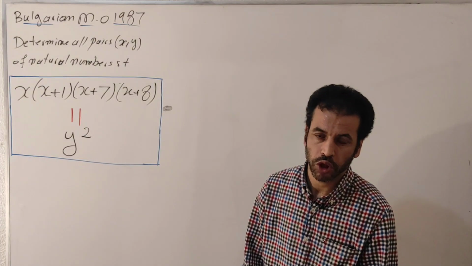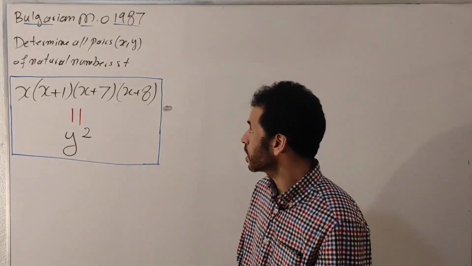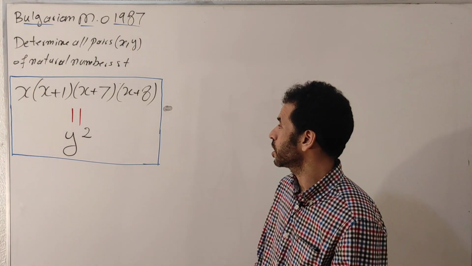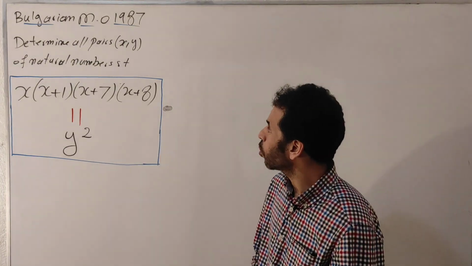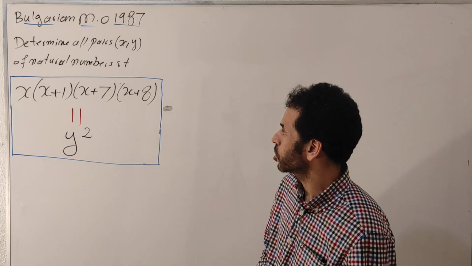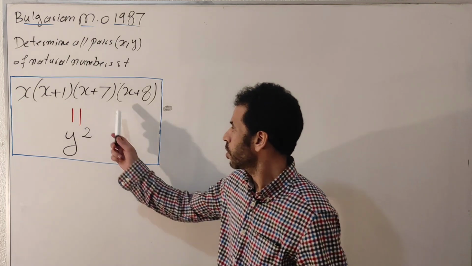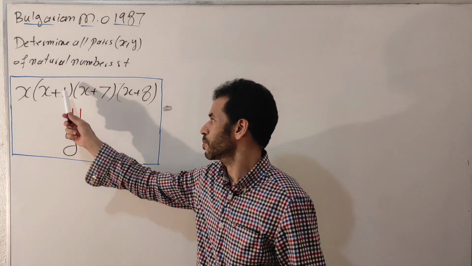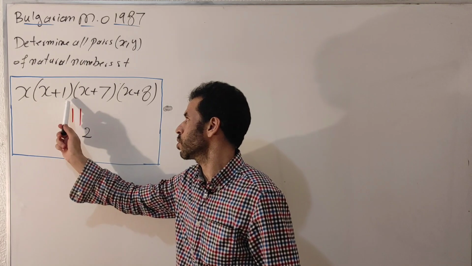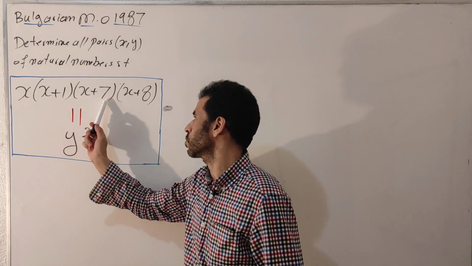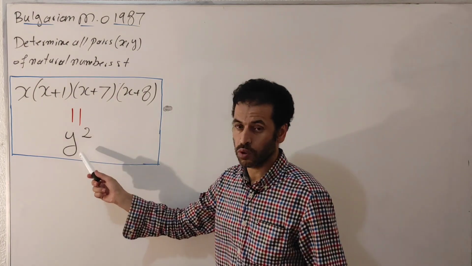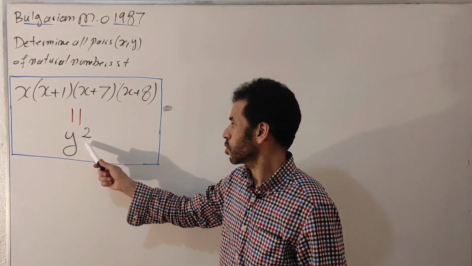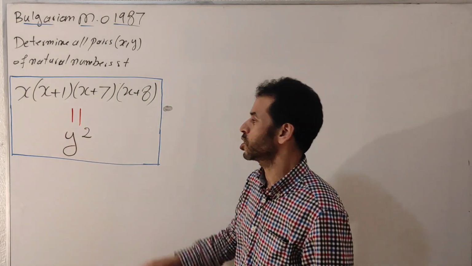In today's video, I would like to introduce you a very nice problem of Bulgarian Mathematical Olympiad edition 1987. Here is the following information. Determine all pairs x and y of natural numbers such that we have this following setup. We have this product: x is multiplied by x plus 1, is multiplied by x plus 7, and is multiplied by x plus 8 equals y square. Okay, so y square, that means the left hand side of this equation is a perfect square.